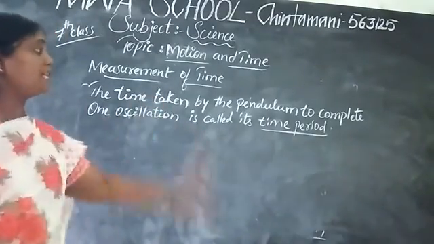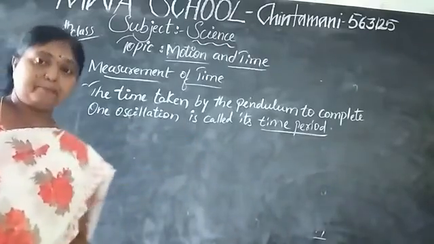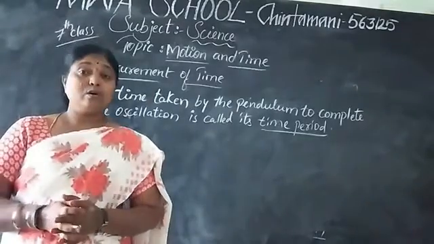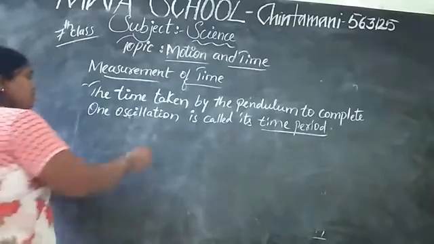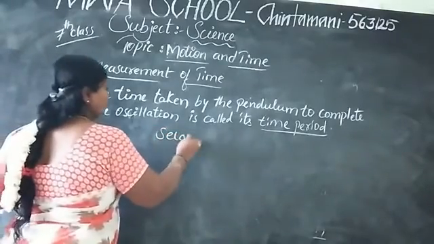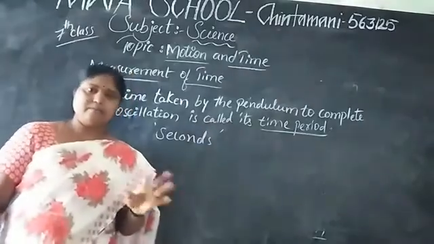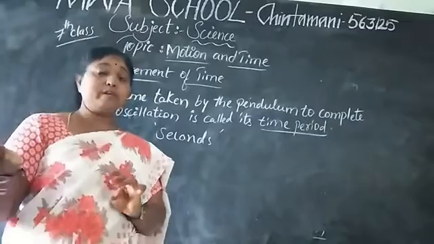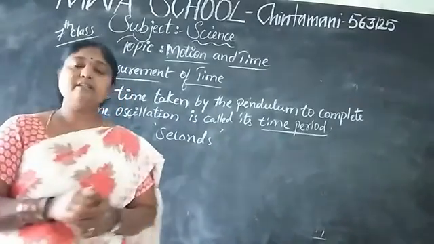The time taken by the pendulum to complete one oscillation is called its time period. So how are we going to measure time? Time is measured in seconds. It is the unit for time. After seconds we go to minutes, then hours. So time is measured in seconds.